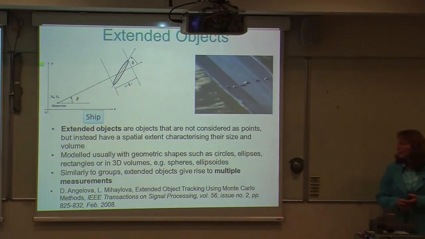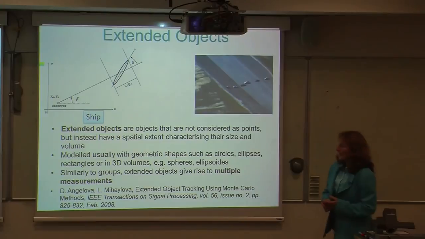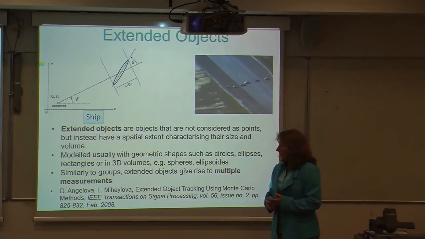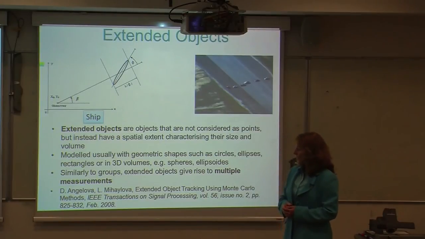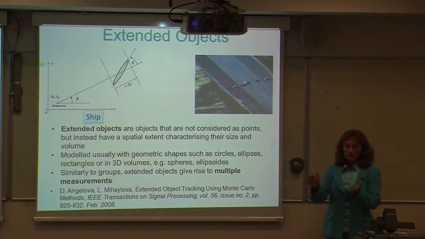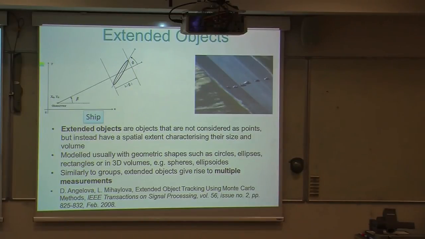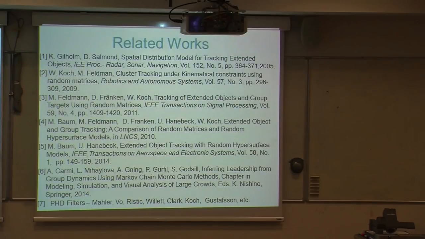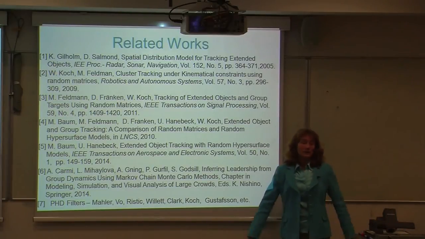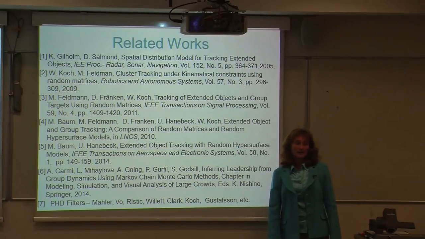not only ellipse, spheres, ellipsoids, or star-shaped objects that represent the volumetric representation of the object. The challenges with groups and extended objects come also with the multiple measurements, especially when you have a surface and then we have to associate them. So there is a lot of work both in the area of computer vision and in the signal processing and statistical community.